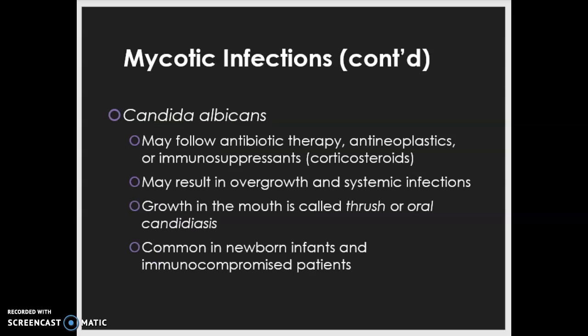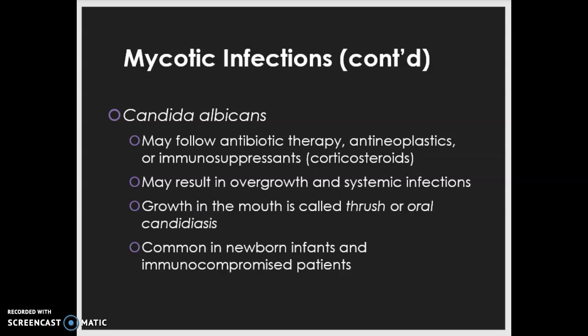Let's talk about a couple of those mycotic infections. The Candida albicans, we see this often with antibiotic therapy if we've given antineoplastics or any type of immunosuppressants. When we have these drugs being given, remember the fungi are resistant to the antibiotics. So we get an overgrowth of this, and we can have a systemic infection.